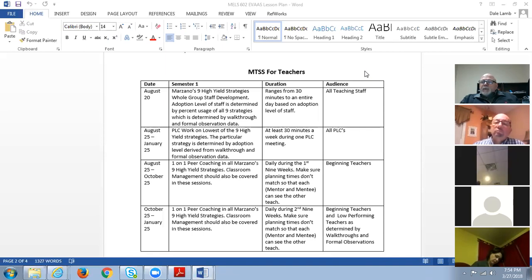But again, please remember, you're developing here a staff development plan that utilizes whole group, PLC work, and one-on-one coaching. Those are the three models of staff development that we use in the school business. And you say, well, we don't have money. You don't have to have money for this model.